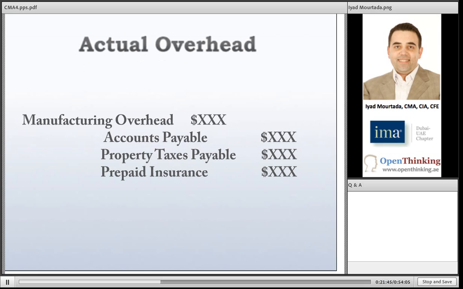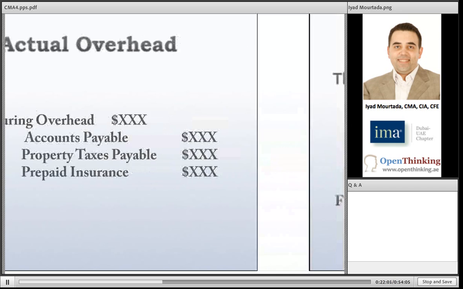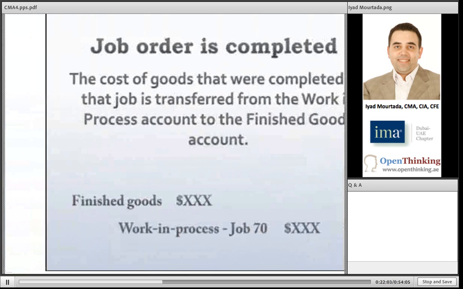But what will happen after? That manufacturing overhead, we need to debit for all the costs that happened, for all the actual accounts payable, for all the actual costs, for actual insurance. So we need to allocate all this directly to understand how much overhead we actually had.